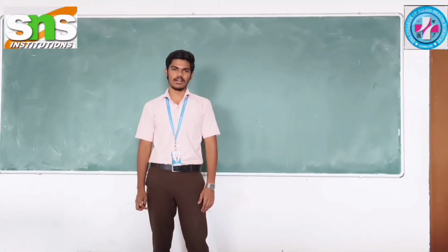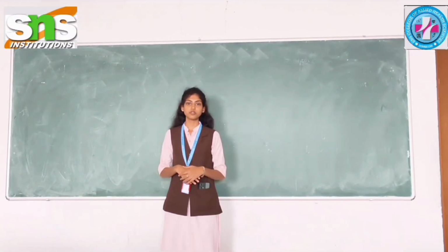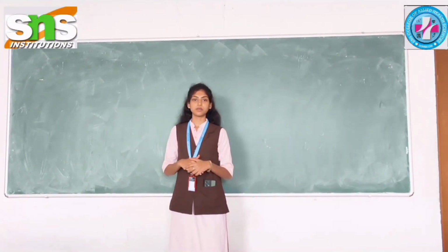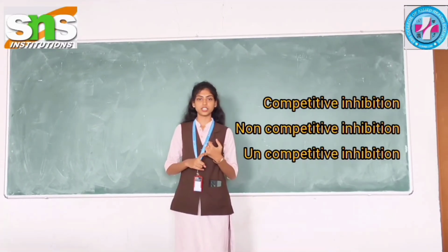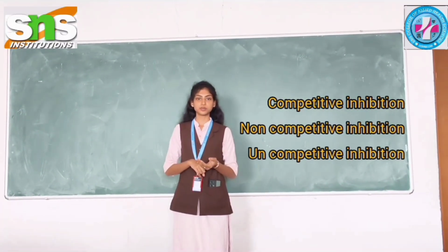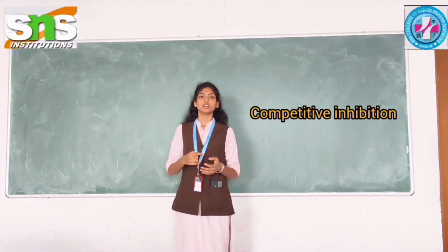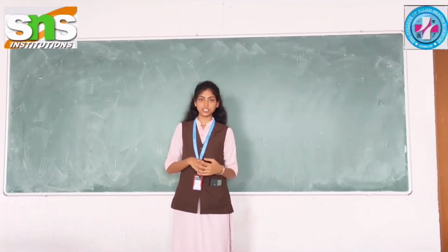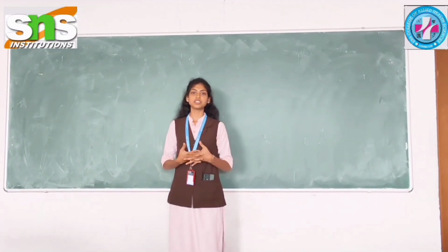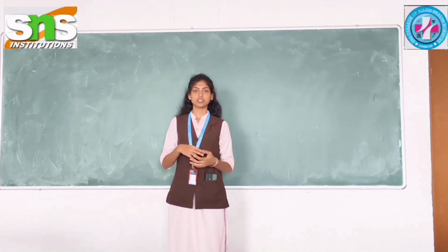Now let us see how inhibitors affect the process. There are three types of enzyme inhibitors here: competitive inhibitors, non-competitive inhibitors and uncompetitive inhibitors. I will explain about competitive inhibitors. Competitive inhibition occurs when the inhibitor resembles the substrate and competes with it for binding at the active site of the enzyme.